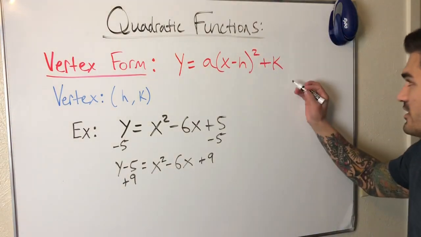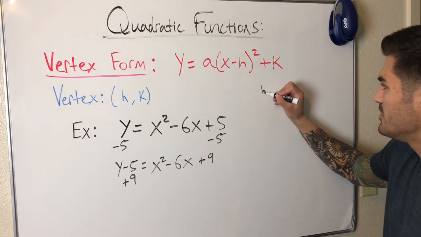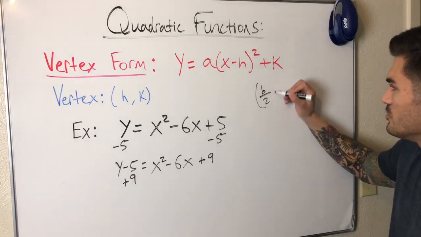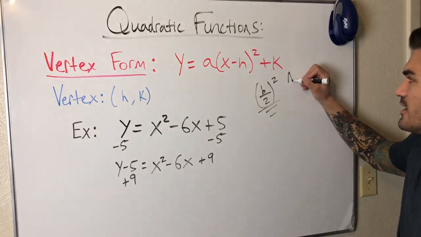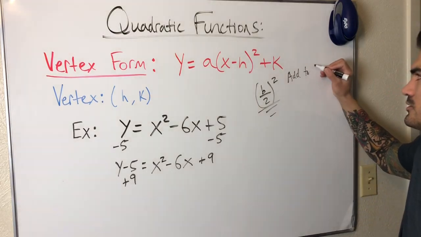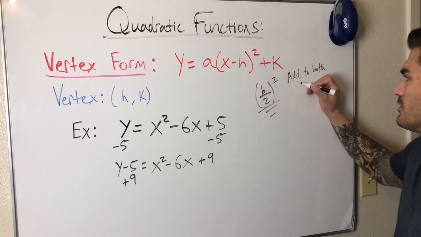So let me write that out. I take half of b, which is b over 2. I square it, and this is what I add to both sides.